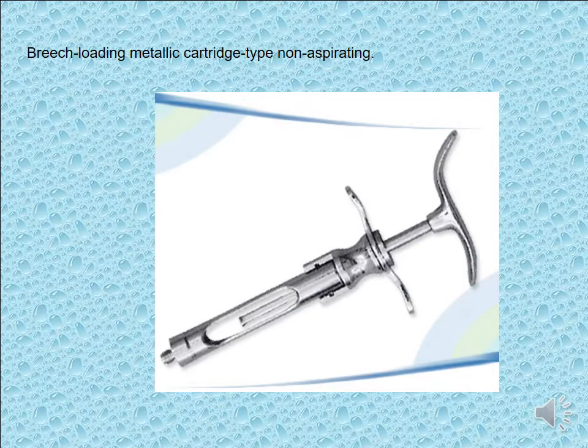Second type, breech-loading metallic cartridge type, non-aspirating. We have no hook at the end of the piston, so we cannot aspirate fluid in the ordinary way. So it is used for infiltration more than for block. But if a hook is not present, we can do aspiration for the non-aspirating type.